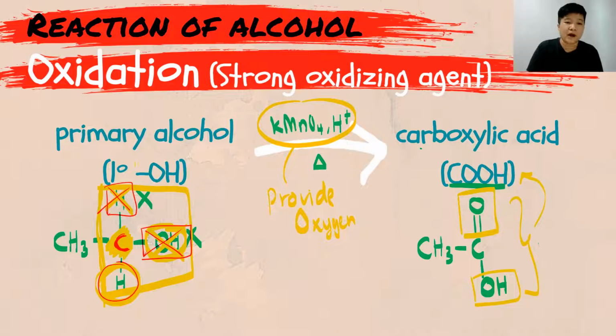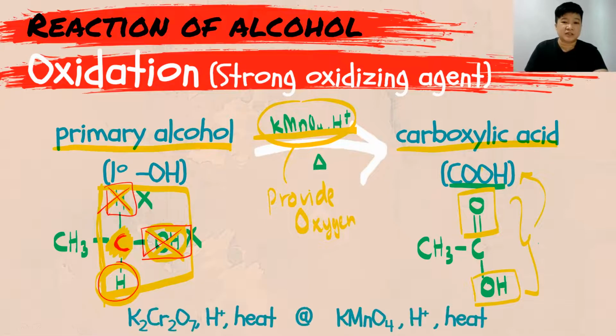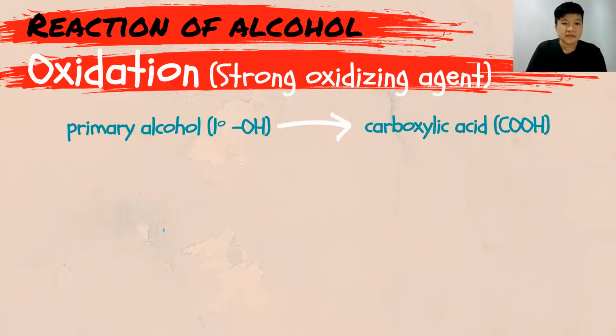So all your primary alcohol, when undergoing strong oxidizing agent, will definitely become carboxylic acid, with a condition: the oxidizing agent that you use must be either KMnO4, H plus, heat or K2Cr2O7, H plus, heat, the strong oxidizing agent. Okay? Simple. Next, let's look at some examples of my primary alcohol over here. The primary alcohol is quite clear because the carbon holding the OH right now is a primary carbon.